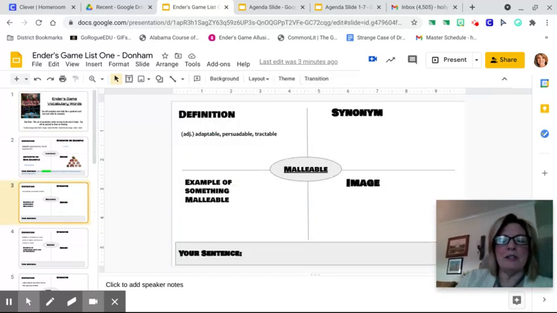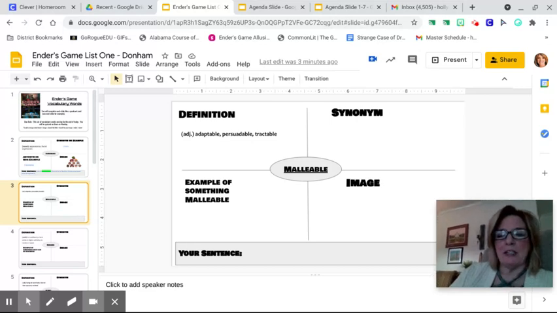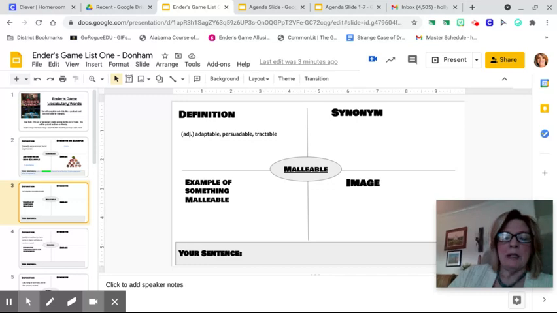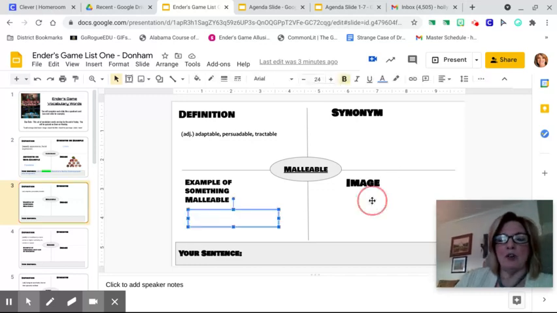All right, the first word is malleable. And by the way, these words are all coming from the Ender's Game short story that we're getting ready to read. I have your definition for you up here with your part of speech. You're still going to need to put in a synonym, just like we always do. But this time down here, I want you to put down an example of something that's malleable. You're just going to type the word. What is an example of something malleable? And then over in the 4th quadrant, you're going to add your image.